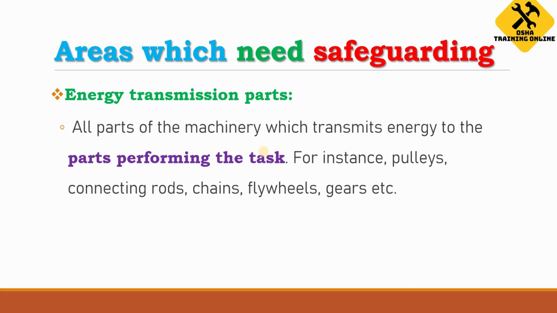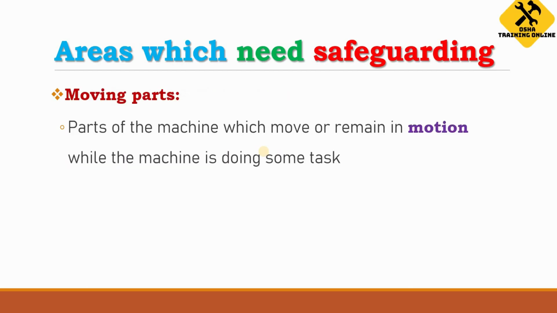So these are some of the parts in different kinds of machinery: pulleys, connecting rods, chains, flywheels, gears. All of these parts are moving parts in different kinds of machines. So what is a flywheel? For example, it is a moving wheel in different kinds of machines and it produces energy. Gears are also moving parts. Connecting rods are used in order to connect certain parts of the machinery. So the moving parts of the machine are those which move or remain in motion while the machine is doing some task.